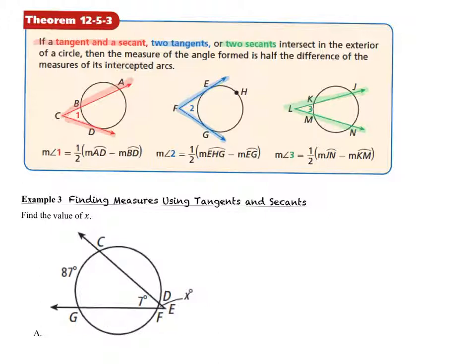as shown here, any of those scenarios, intersect in the exterior, that's the key word, the exterior of the circle, then the measure of the angle formed is half the difference of the measures of the intercepted arc. So instead of adding them, we're going to subtract them and then divide by 2 or take half. So to find the value of x is going to be equal to 1/2 of the arc measures subtracted from each other.